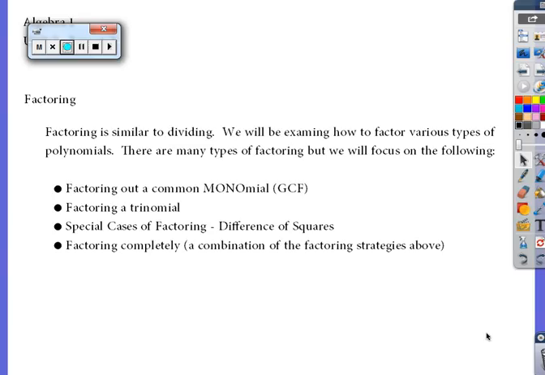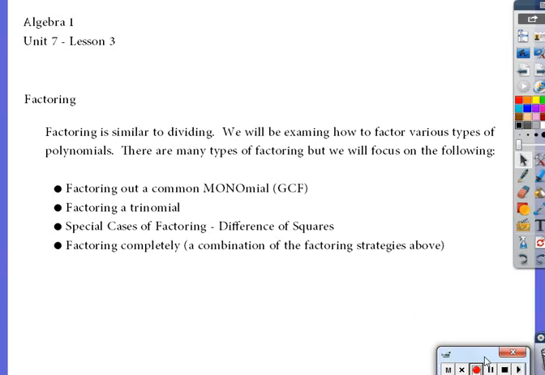Okay, so here's our next lesson on factoring. Now, some of this we already covered in block 3 if you were there, but otherwise we're going to look at a couple new types of factoring. Factoring is similar to dividing. There's a couple types of factoring we're going to look at here.